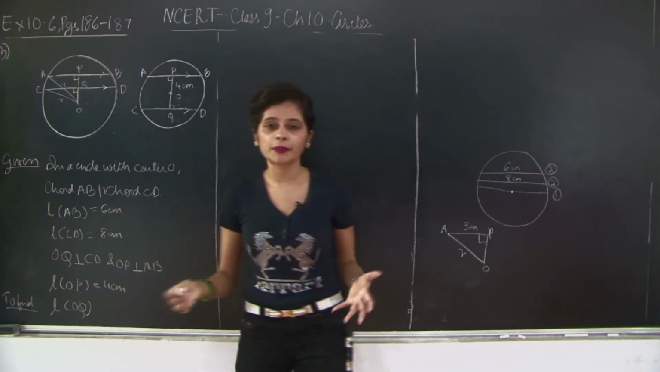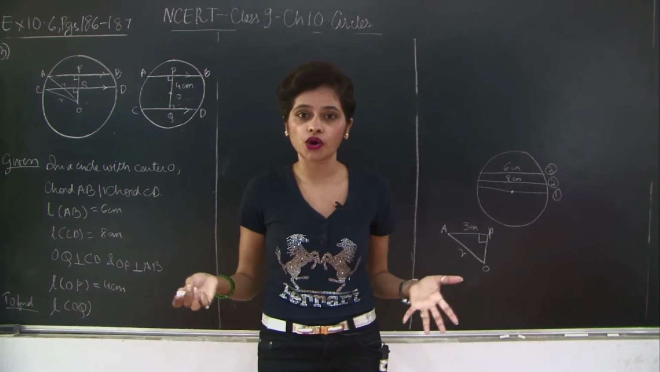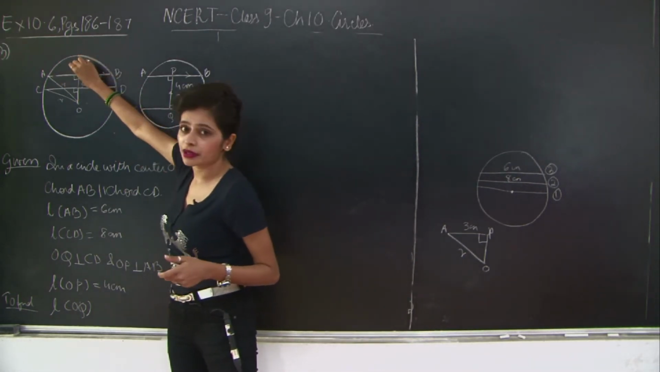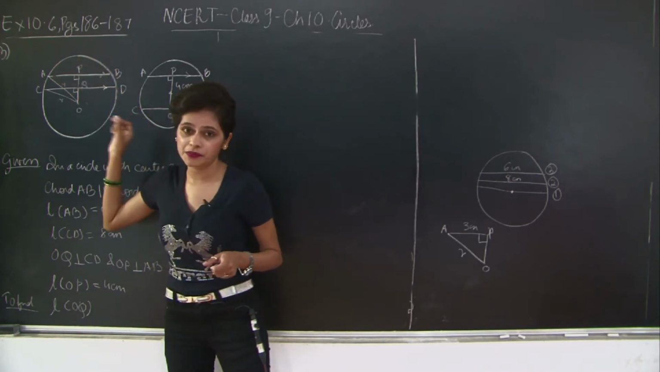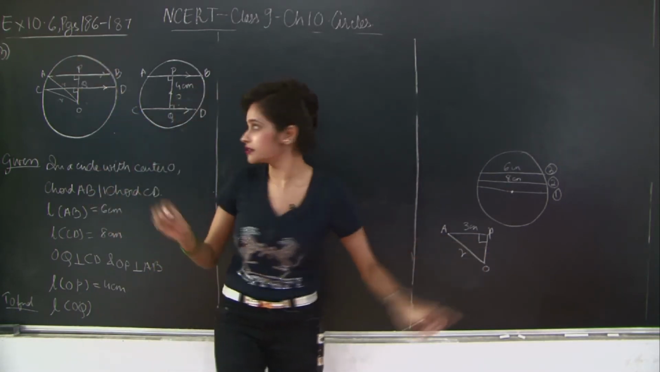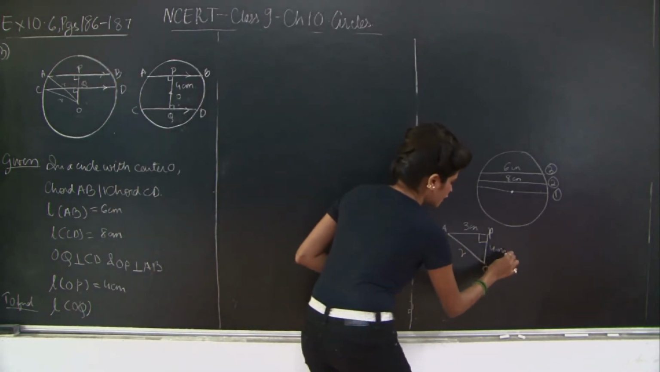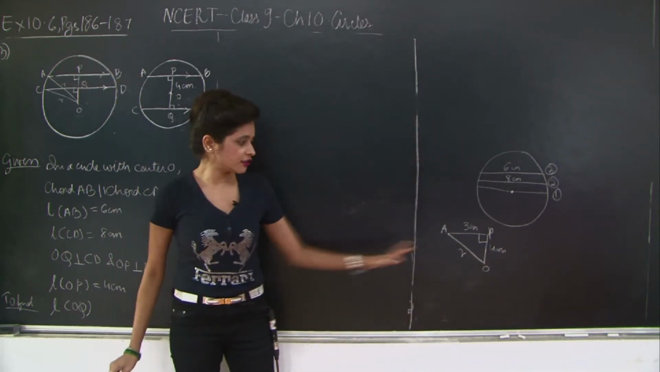So what do we know about the perpendicular drawn from the center of the circle to the chord? That it bisects the chord. Therefore AP, where P will be the midpoint of AB, is going to be 3 centimeters, and OP is given to be 4 centimeters. Don't you think we can easily find the length of the radius?